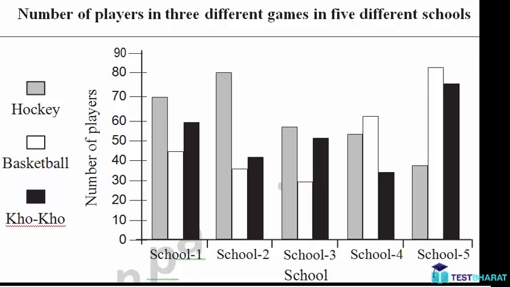A number of players in 3 different games in 5 different schools. So there are 3 different games, as one is hockey, basketball, kho, and there are 5 schools. And we have asked some questions on this data. So let's look at questions.